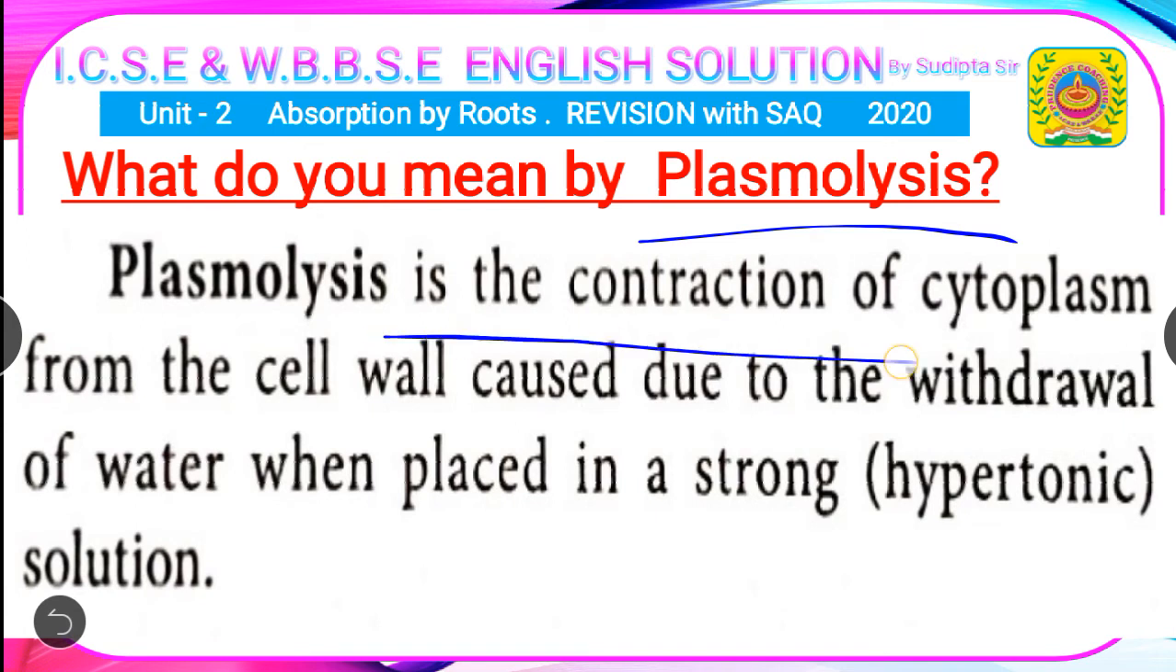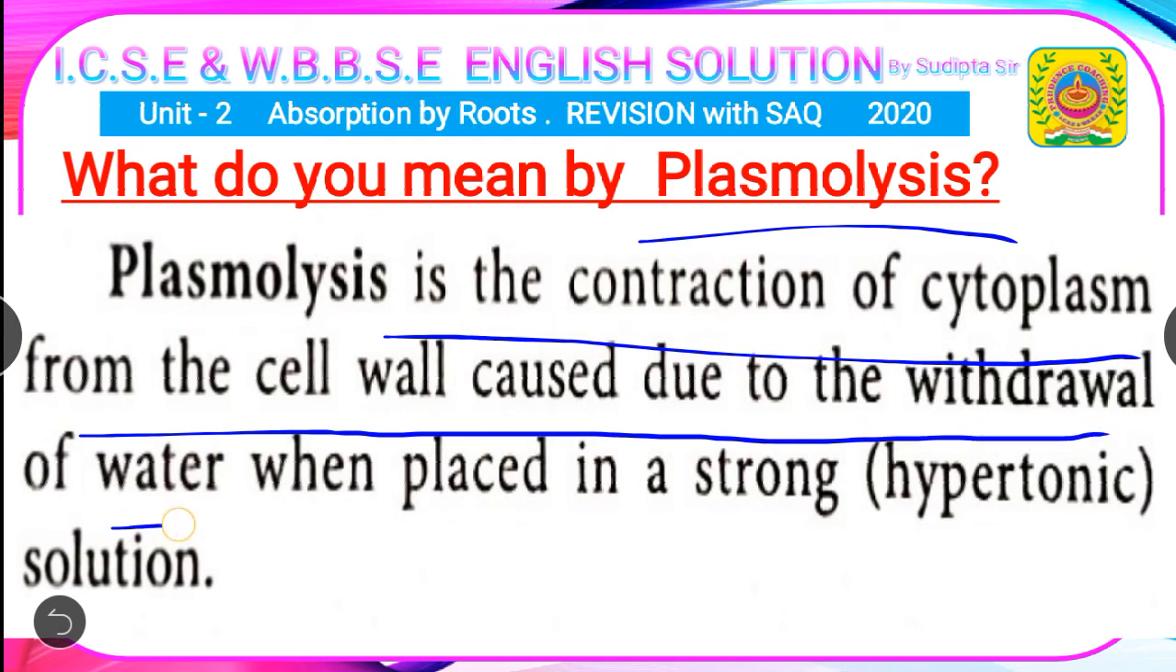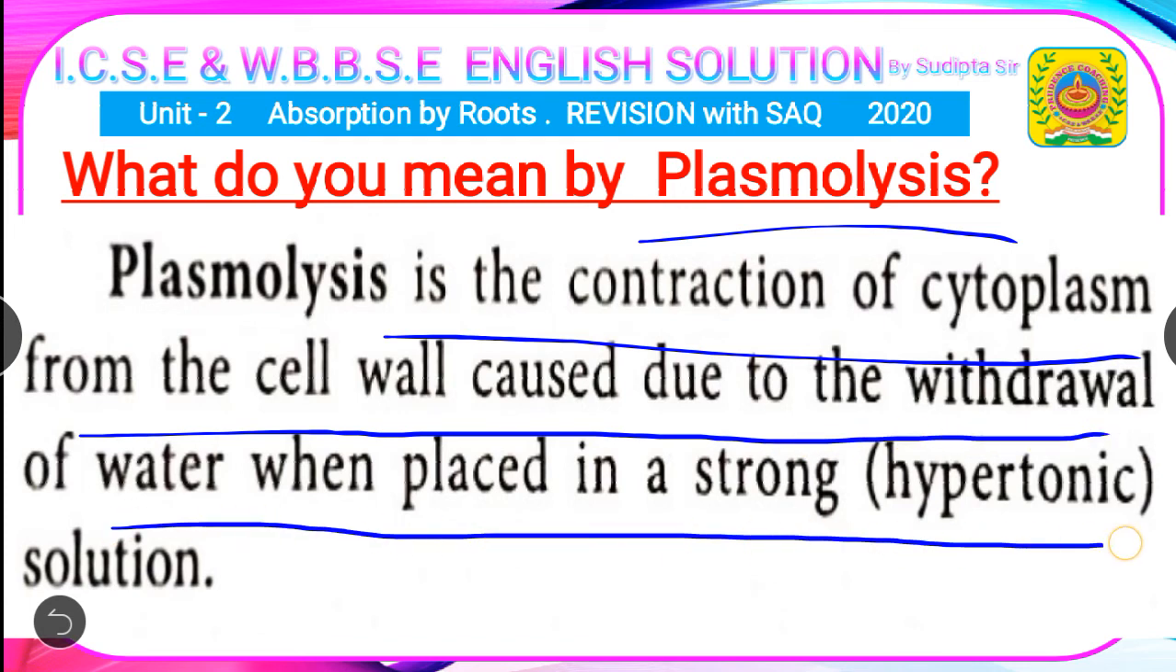What do you mean by plasmolysis? Plasmolysis is the contraction of cytoplasm from the cell wall caused due to the withdrawal of water when placed in a hypertonic solution. So plasmolysis means when the cell is kept in a hypertonic solution, the water comes out of the cell, and due to this the cytoplasm shrinks, and for this plasmolysis occurs.